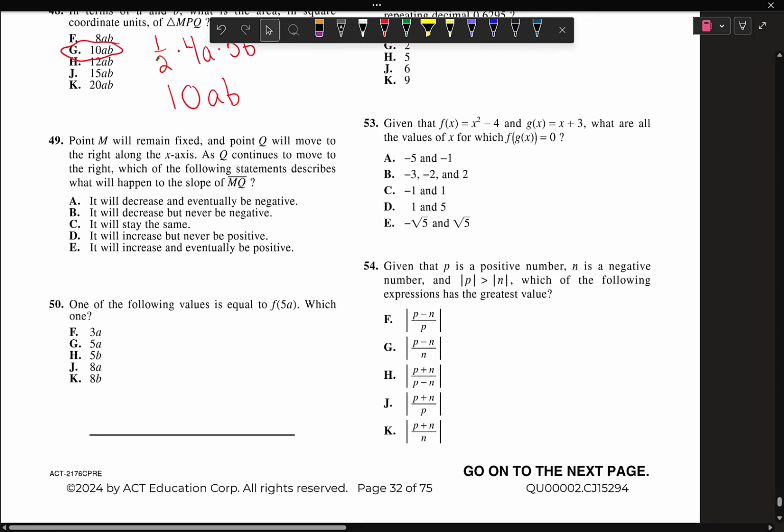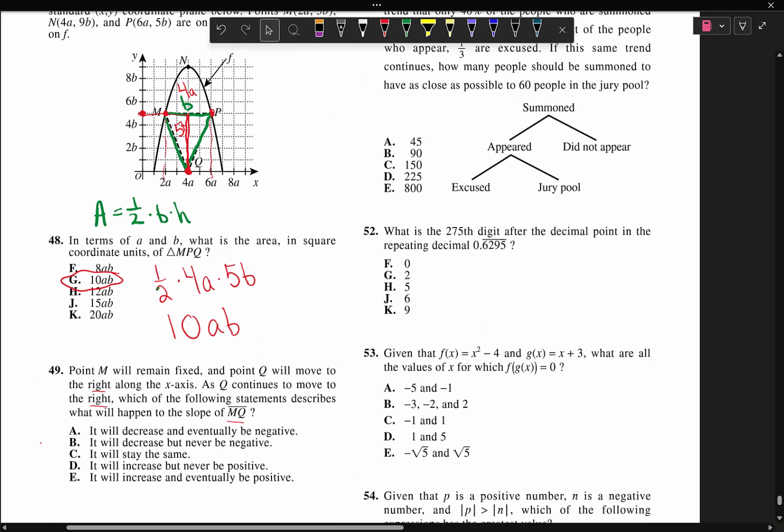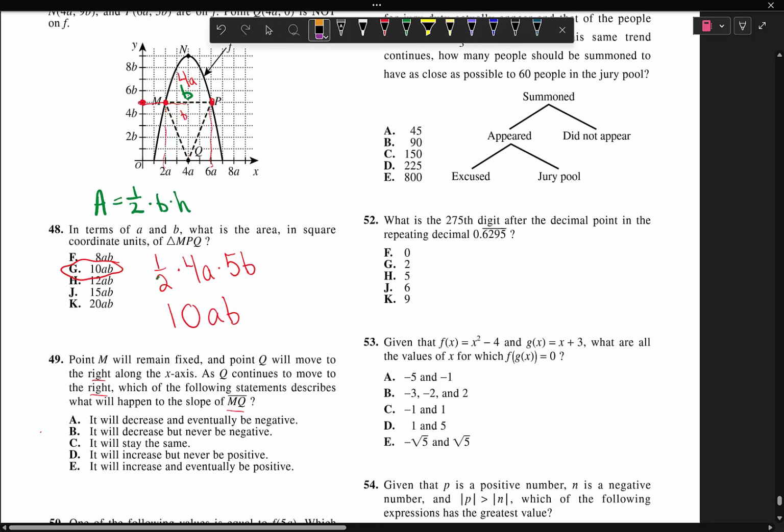49. Point M will remain fixed in one spot and point Q will move to the right along the x-axis. As Q continues to move to the right, which of the following statements describes what will happen to the slope of MQ? All right, so let's go back here and erase what I've drawn there. So first off, what is the slope from M to Q to begin with? Well, it's negative because we're going downhill from left to right.